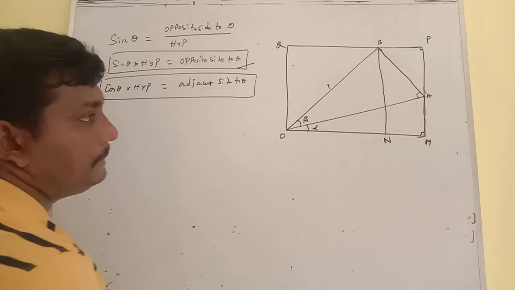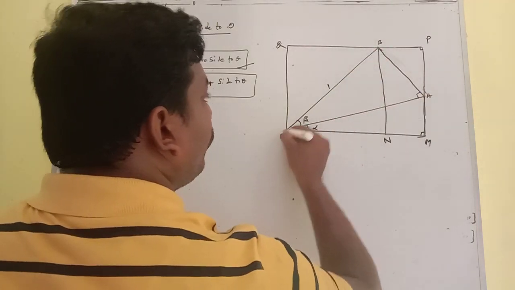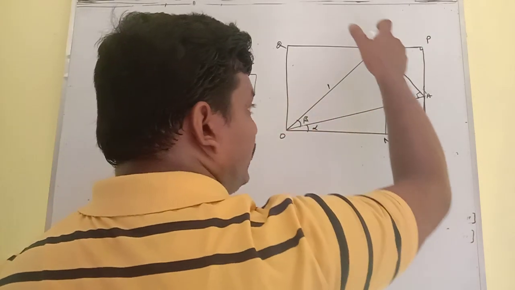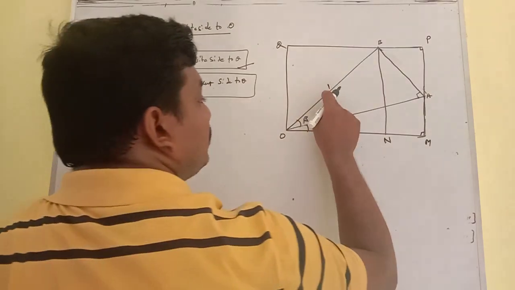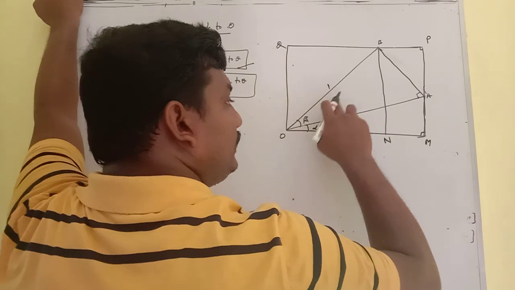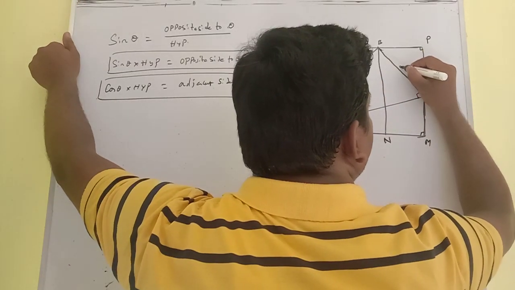So in this way, here there is a triangle AOB. Here the hypotenuse is 1, so the opposite side is AB. What is the opposite side value now? The opposite side is sin theta into hypotenuse. What is sin theta? Sin beta. The hypotenuse is 1. This is called sin beta.